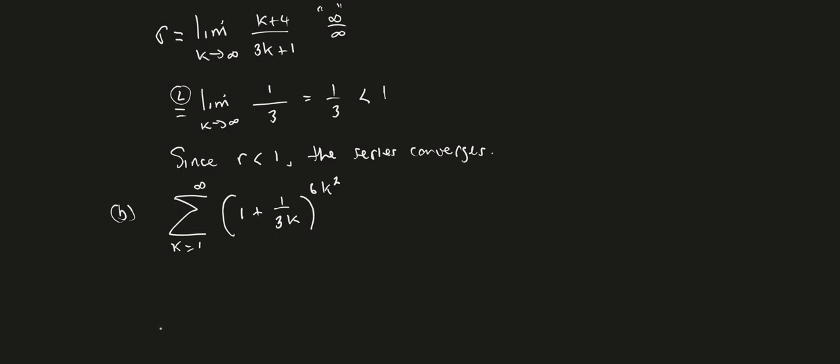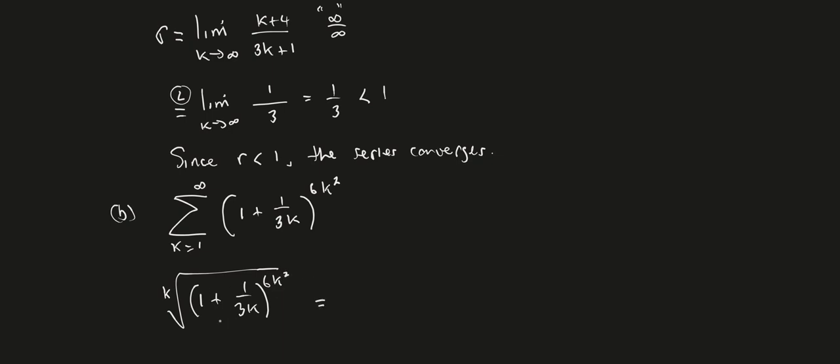So we're going to take all of this and raise it to the, well, we're going to take the kth root, which is the same as raising it to the 1 over k power. So let me write down all of this. It looks like that. And then we have 6k squared. So let's see if we can simplify this.